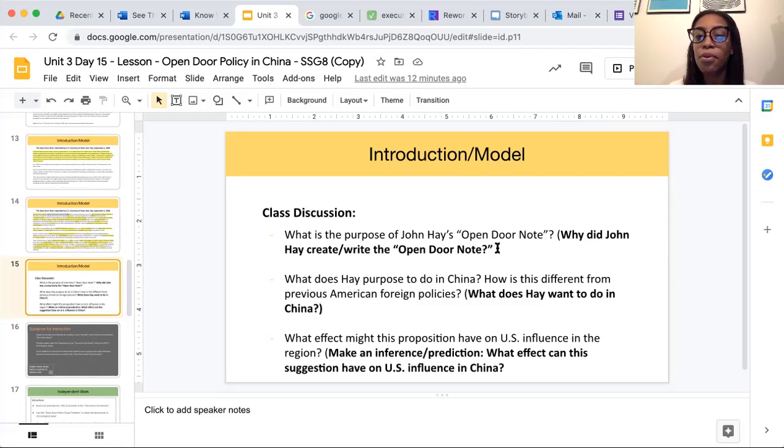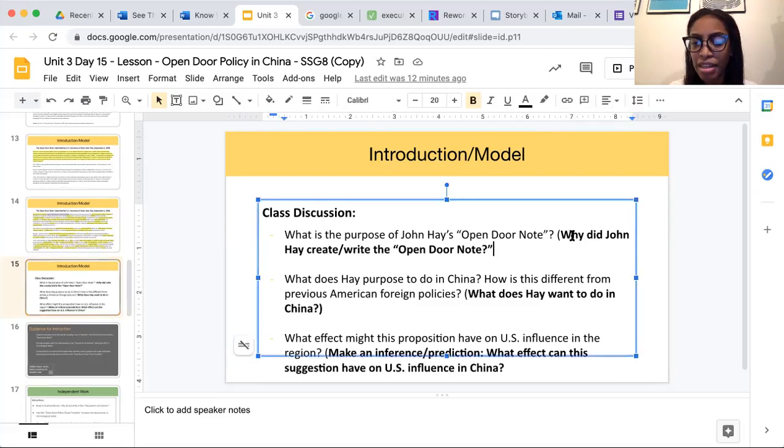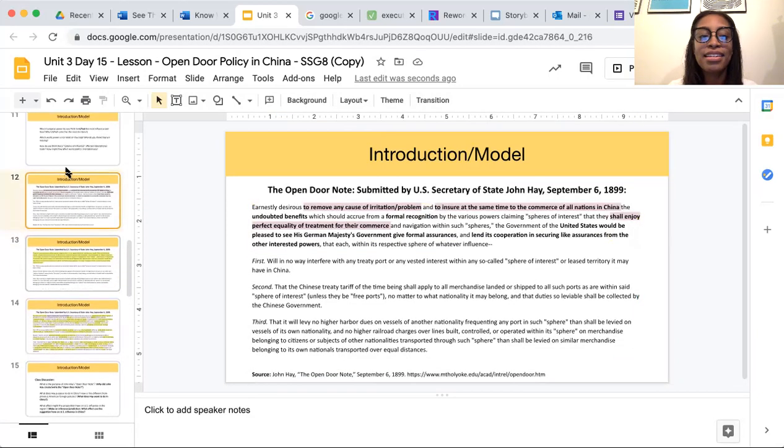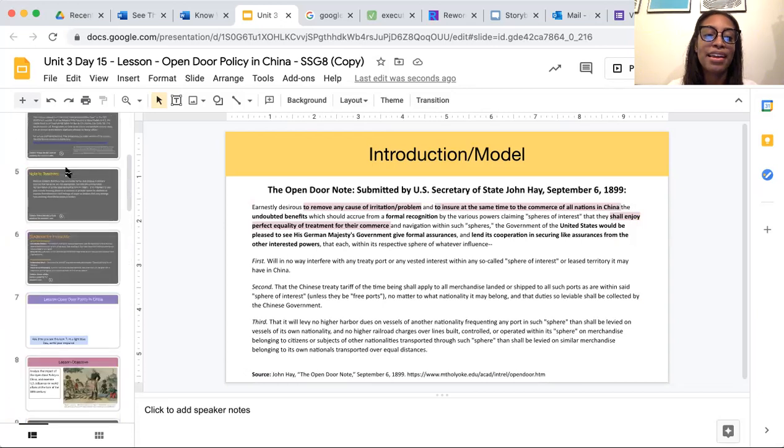So it's important to really include these guiding questions that can help the students unpack everything that's going on in a simple way. Thank you.